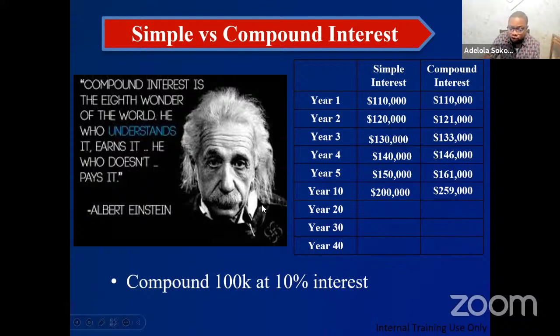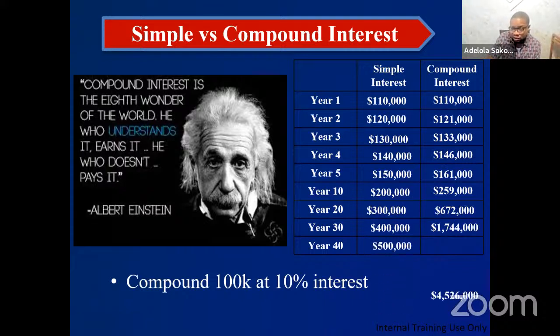All right. So in year 20, let's check. You see what you have: 672%, $672,000 from $110,000. If you go further down, while Mr. A is at $400,000, this guy is already at $1.7 million in 30 years. In 40 years, this guy is already at 4.5 million. You see the difference? That's the power of compound interest. It's an amazing power. All right, let's move on.